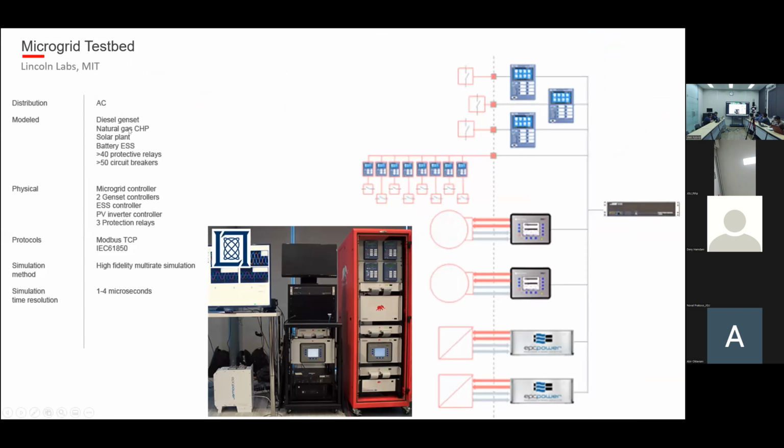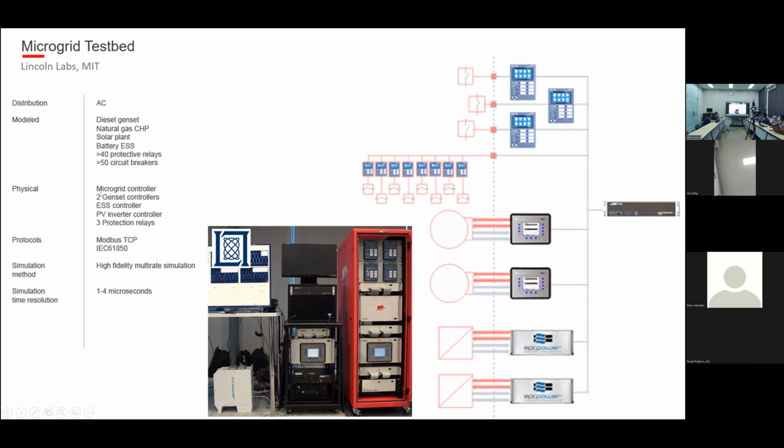It models a diesel genset, solar plant, battery. It models 40 over relays, 50 circuit breakers. Now, some of it, they use real controllers. So this is a pretty big system. You can see this is the EPC power controller, Woodward genset controller, real relays. So some of the relays are real relays. Some of the relays here are software emulated on the Hue.